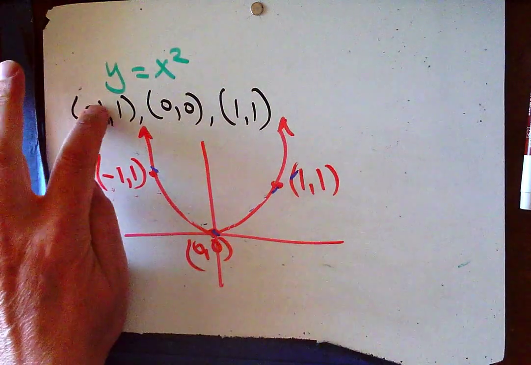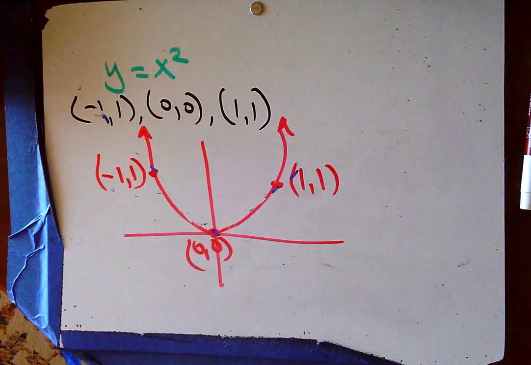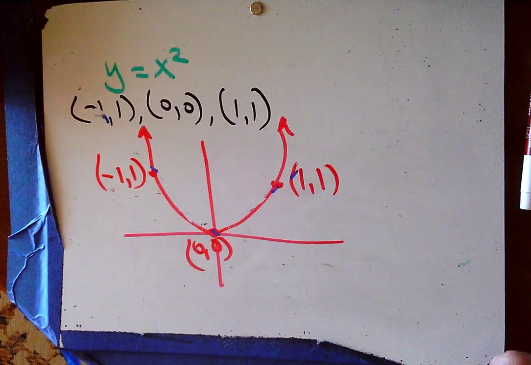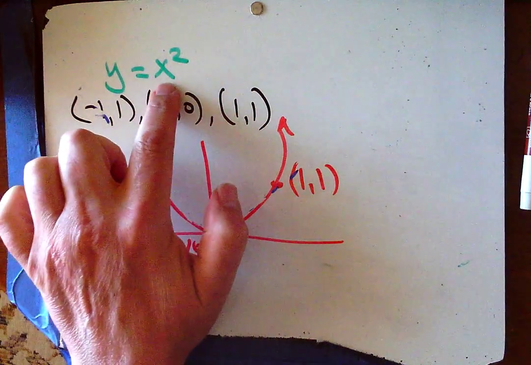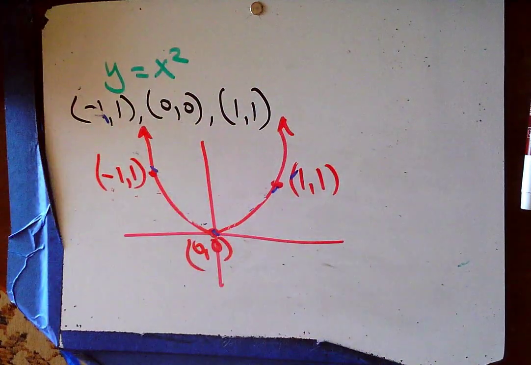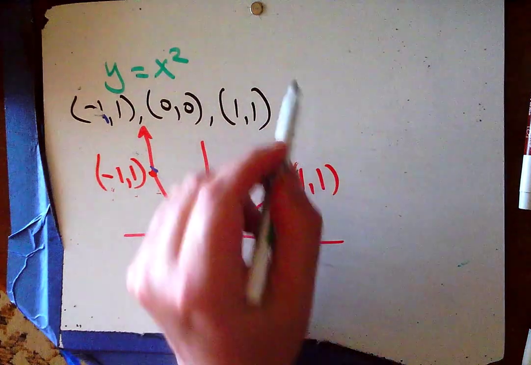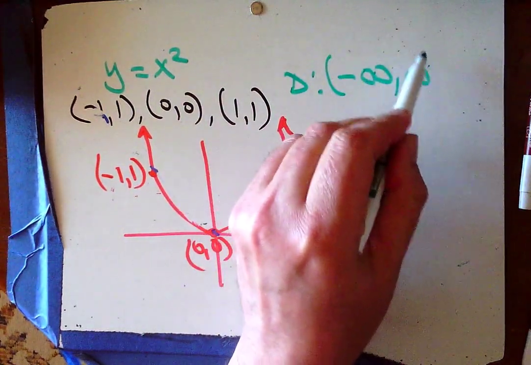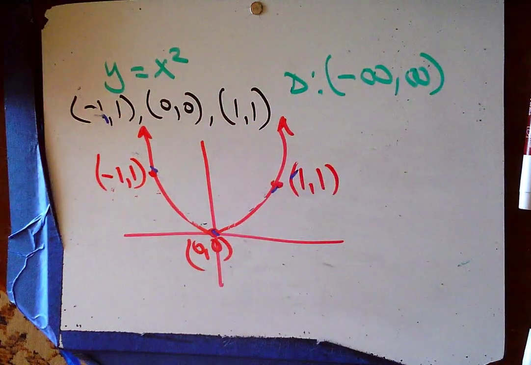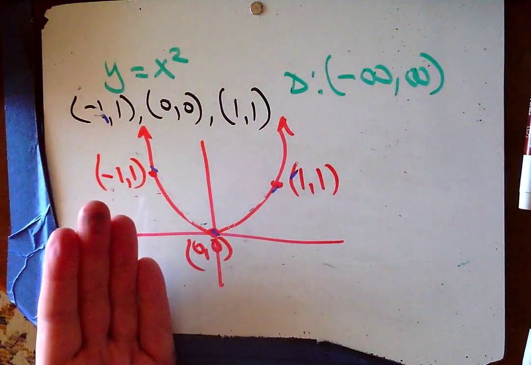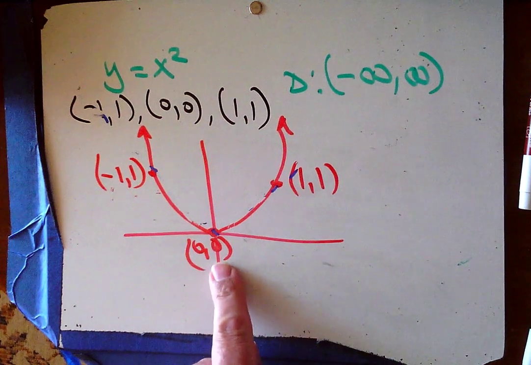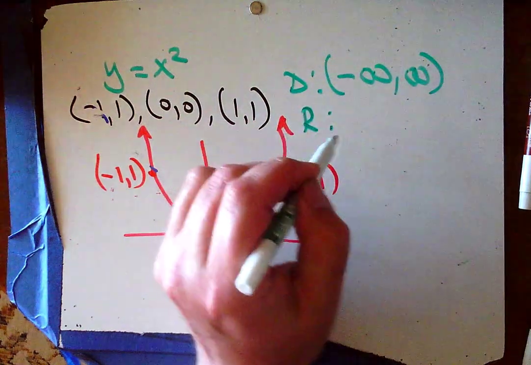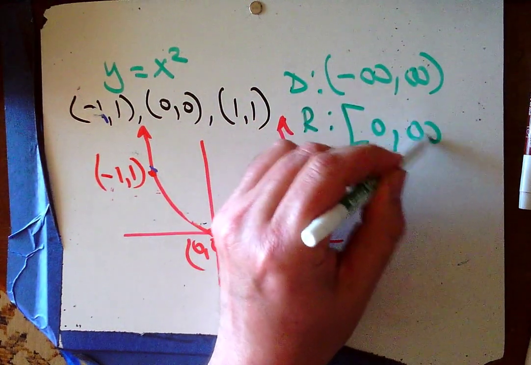So here are our reference points, negative 1, 1, 0, 0, 1, 1. And here's our reference graph. What about the domain? Well, again, I can plug in any x value I want here. So my domain is going to be negative infinity to infinity. And what about the range? Well, just like absolute value of x, the lowest y value is 0, and 0 is included. So I'm going to say the range is from 0 to infinity.